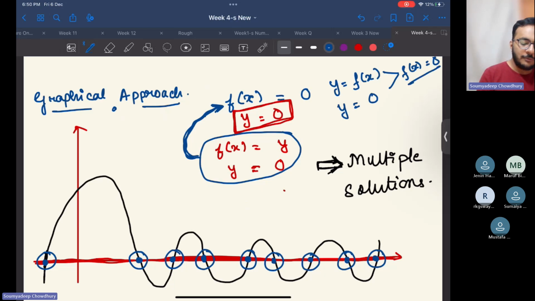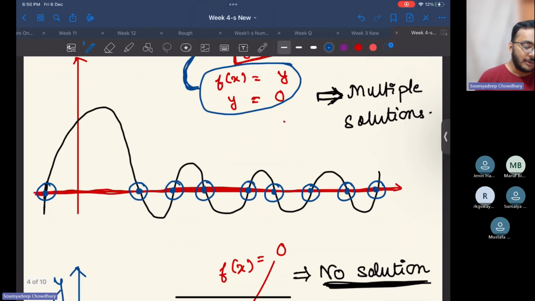So in order to find a solution for f(x) equals 0, what we can do alternatively is plot these two graphs separately, y equals f(x) and y equals 0, and then find the intersection points of these graphs. That will basically give me the solutions of the equation. Here I have drawn a random function, and y equals 0 is the x-axis, right?